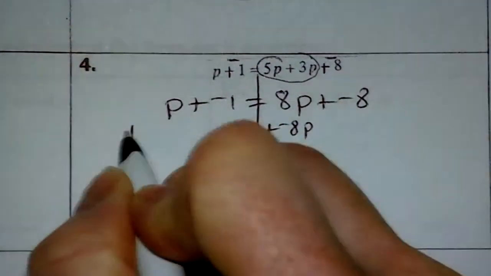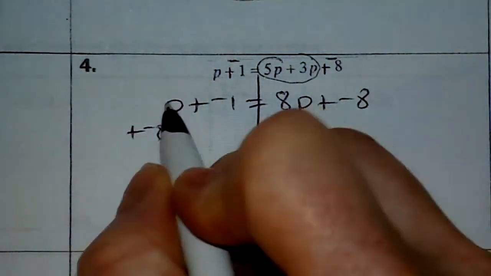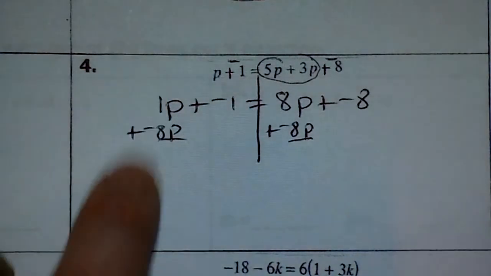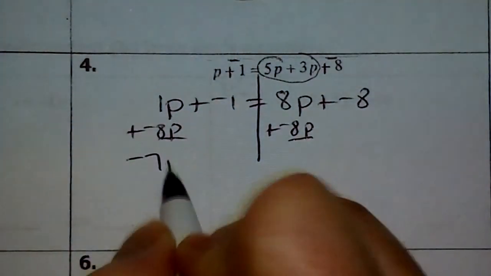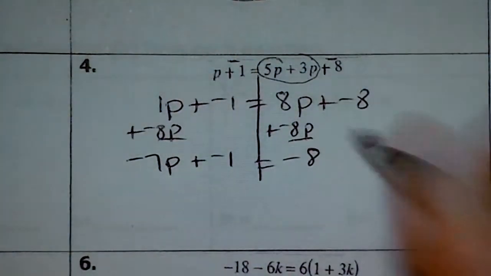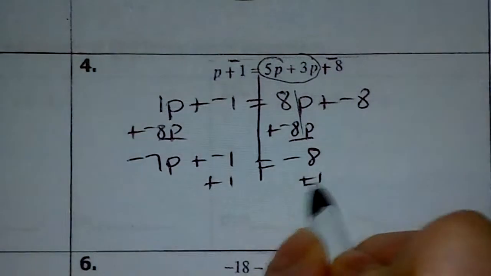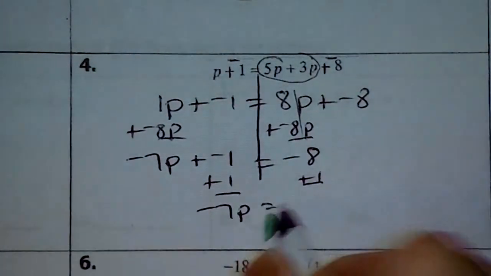To cancel it out, I add the opposite of it. Remember, when there's not a number in front of the letter, there's really a 1. So 1p plus negative 8p is negative 7p. I still have that negative 1, and negative 8 is left on this side. It's just a two-step now. Add the opposite of a negative 1, so negative 7p equals negative 7.